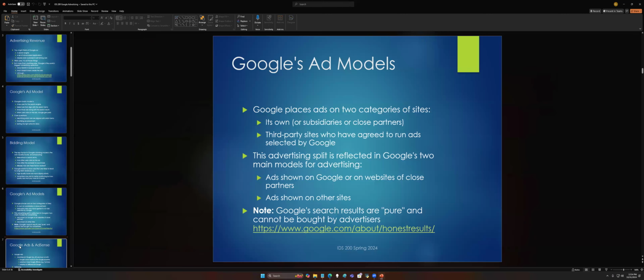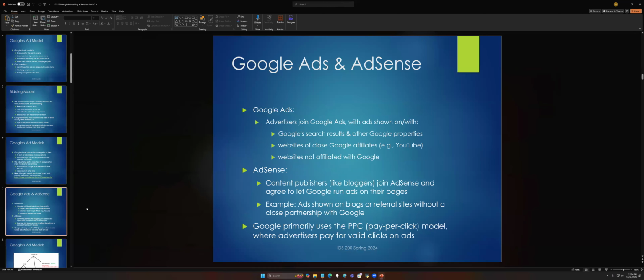Okay, so the two basic models for Google: number one, Google Ads, number two, AdSense. Google Ads is for advertisers. It's a program where advertisers can send their ads to Google to be displayed on any number of Google's properties or its partner sites. So when an advertiser joins Google Ads, its ads could be shown along with Google search results, could be shown in other places on Google, for example, Google Marketplace, could be shown on websites of close Google affiliates like YouTube, and it could be shown on websites entirely unaffiliated with Google, except for some sort of operation where they say, yeah, Google can run ads on this site.